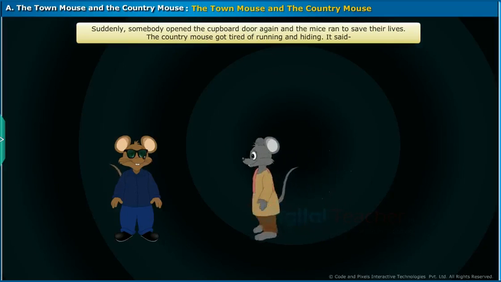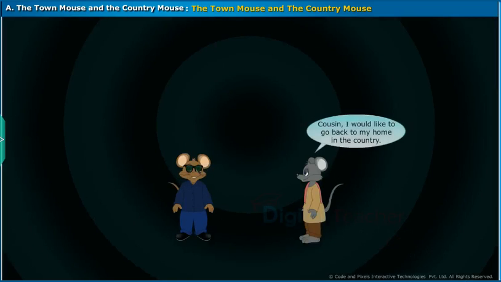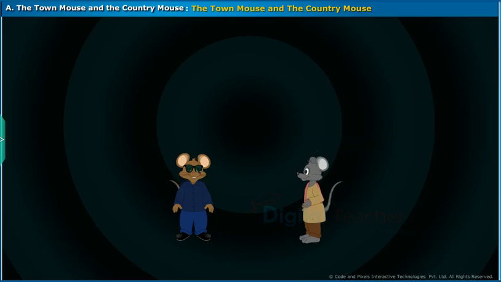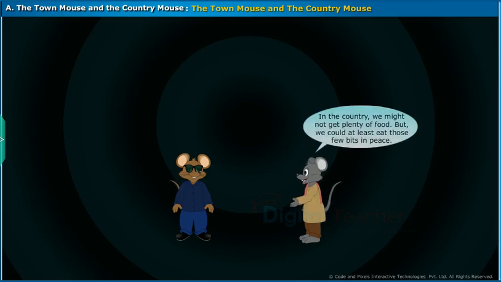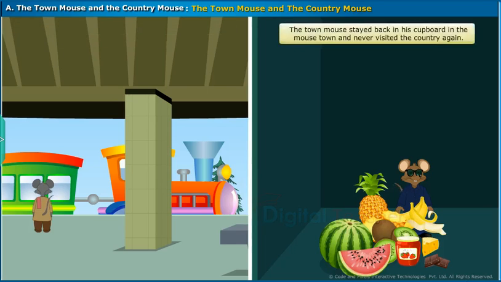The Country Mouse got tired of running and hiding. It said, "Cousin, I would like to go back to my home in the country. In the country, we might not get plenty of food, but we could at least eat those few bits in peace." The next day, the Country Mouse went back to his house in the mouse country and never visited the town again. The Town Mouse stayed back in his cupboard in the mouse town and never visited the country again.